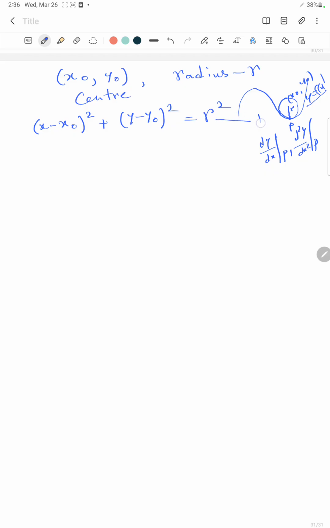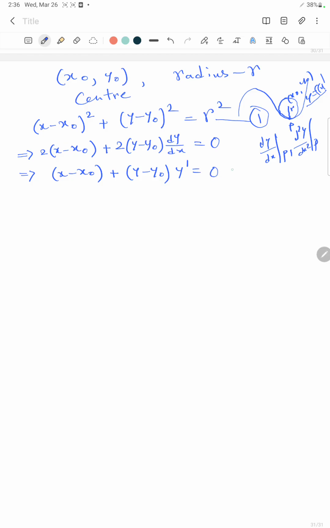And that is very simple. Let us check. Suppose this is the equation of the circle, denoted by equation number 1. Then simply take the derivative with respect to x of this equation on both sides. Then you will get 2 into (x minus x0) plus 2 into (y minus y0) into dy/dx equal to 0, since r is a constant and its derivative is 0. If we simplify this equation, it will be (x minus x0) plus (y minus y0) into y dashed equal to 0. This is your equation number 2, where y dashed is meant for dy/dx.